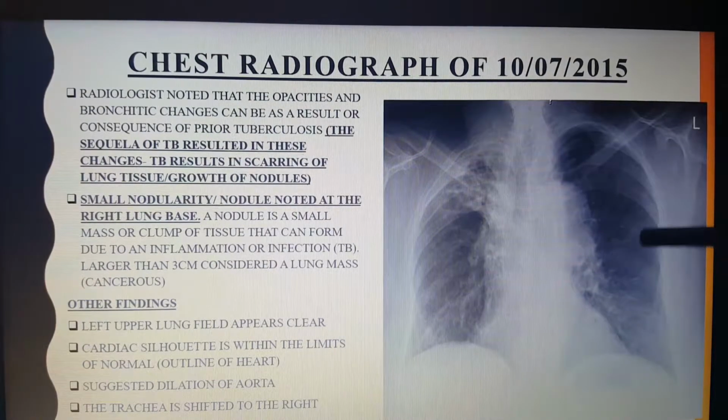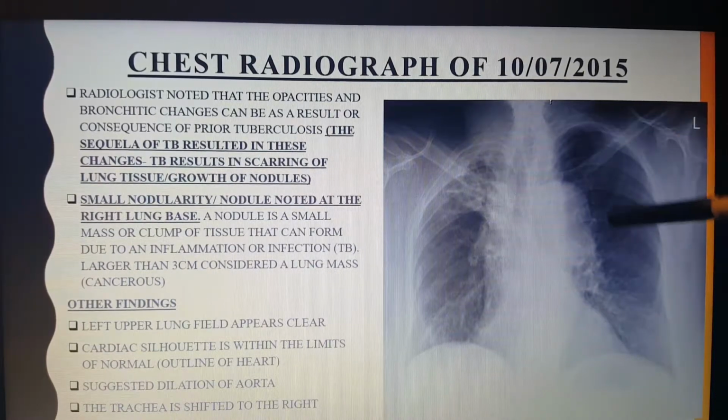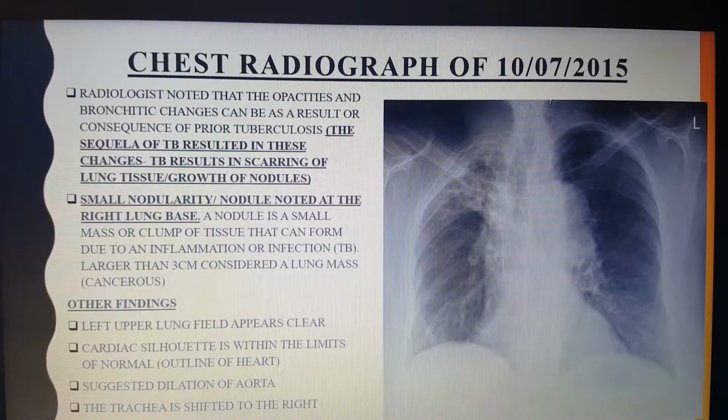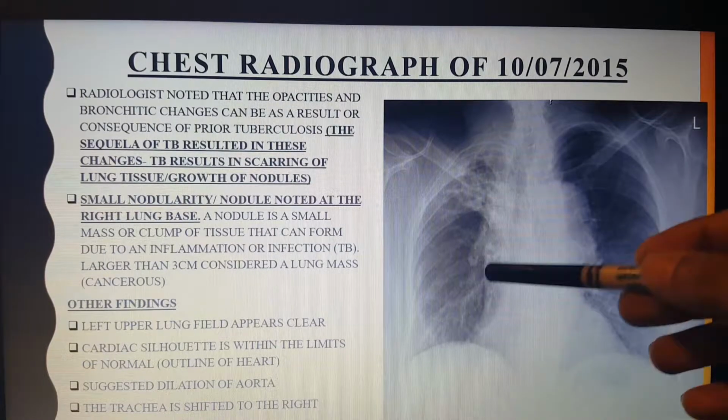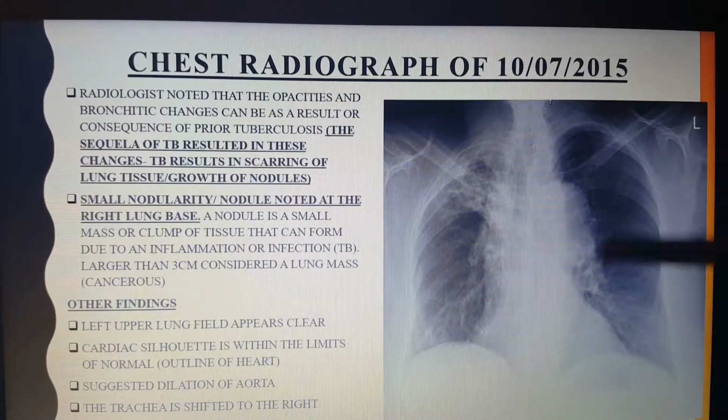As you can see, the upper lung field of the left lung is relatively clear. There are no opacities in the left lung. Out of the two lungs, I would say that the left lung appears much clearer than the right. The radiologist also said that the cardiac silhouette, which is the outline of the heart, is within the normal limits and it's seen as normal.